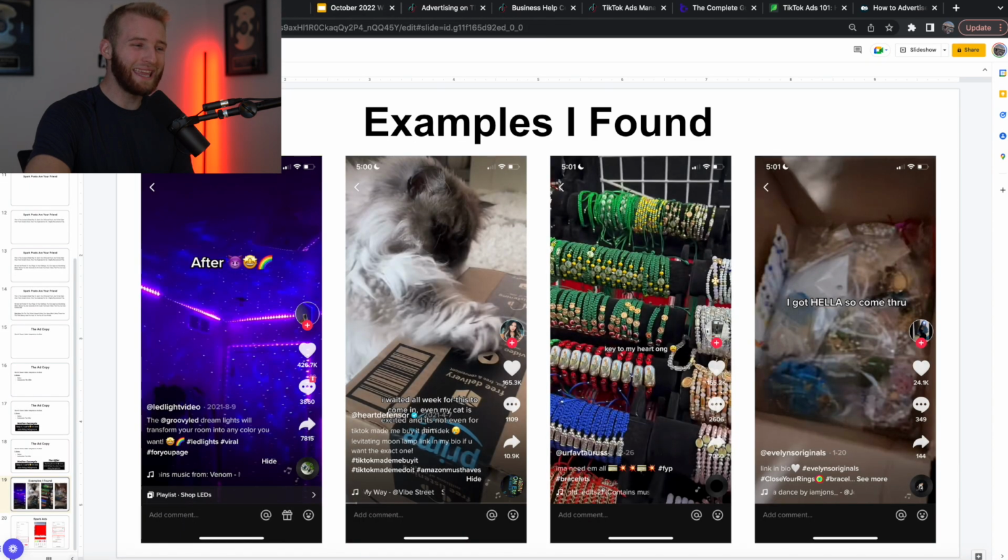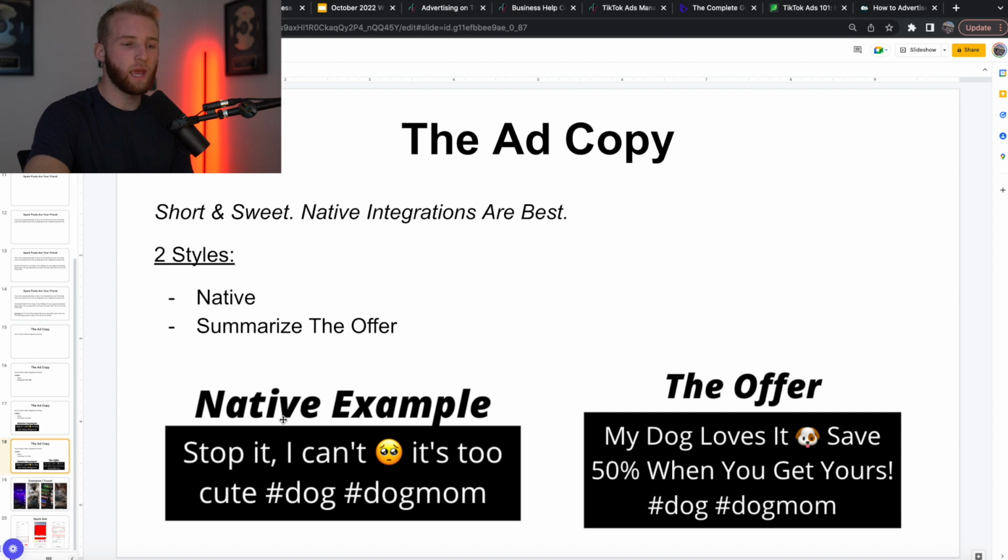This is from directly inside of our course, okay? We have a lot of different things here where we give examples. Here are 2 examples of the ad copy. "Stop it, I can't, it's too cute. Hashtag dog mom." We were talking about a dog product that was being targeted towards dog parents, specifically women. So that's a little more native. Like you post a really cute video of your dog doing something that just so happens to have your product involved, right? Boom.